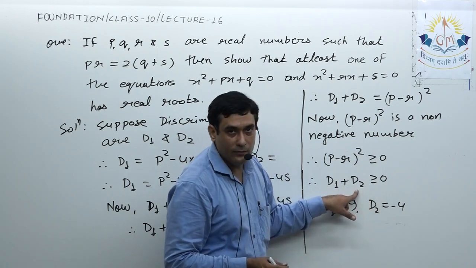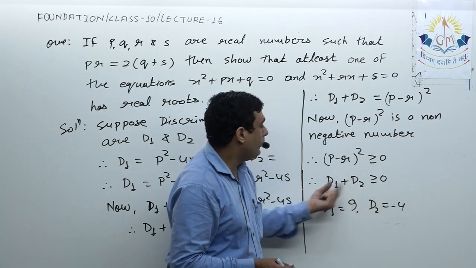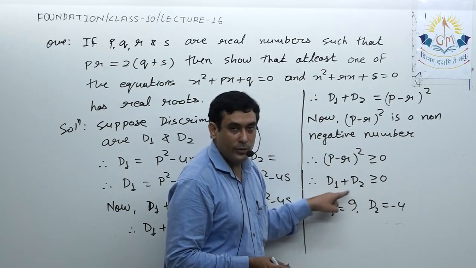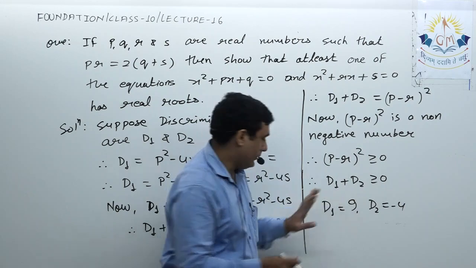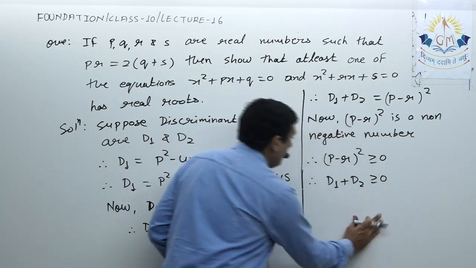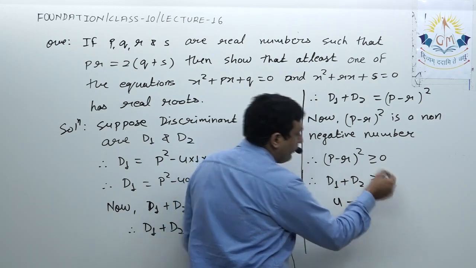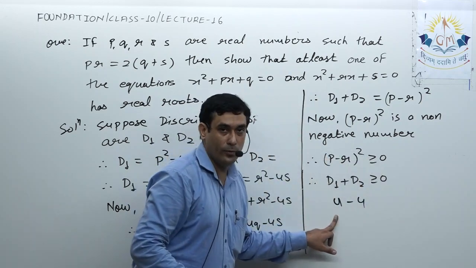One might be negative. Both might be positive, it is a possibility. One might be positive, one might be negative, it is also a possibility. It is also possible that d1 is 4 and d2 is minus 4, then only the sum will be 0, but still one is positive.